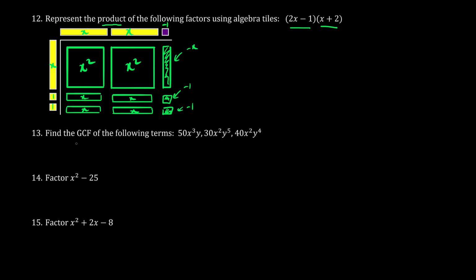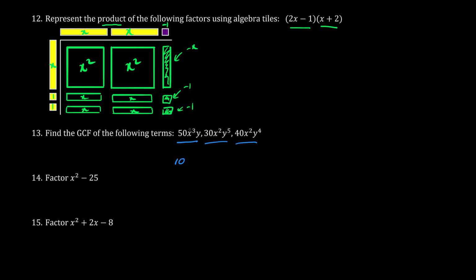Now for question 13, let's find the GCF of these three terms. We're trying to pull out the greatest thing that we can. First, focus on the coefficients, 50, 30, and 40. What fits into 50, 30, and 40? It's 10. So 10 fits in.